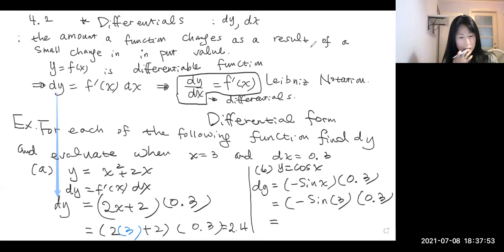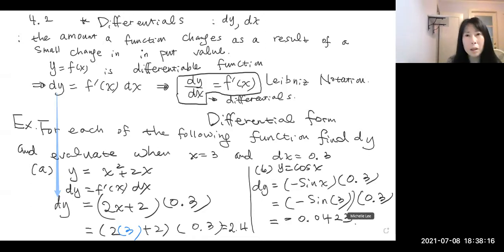It's negative 0.0423. Say one more time, please. Negative 0.0423. Okay, thank you so much. Okay, that is a very small change in values.